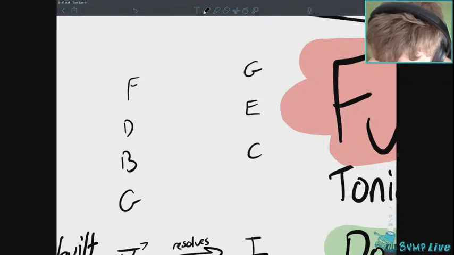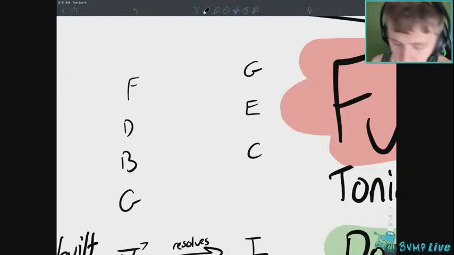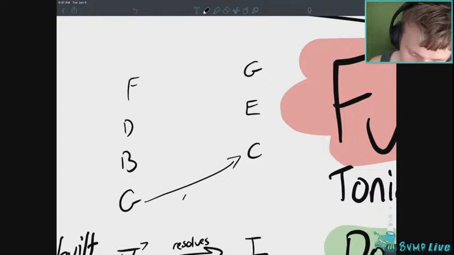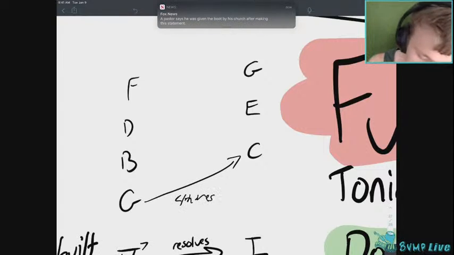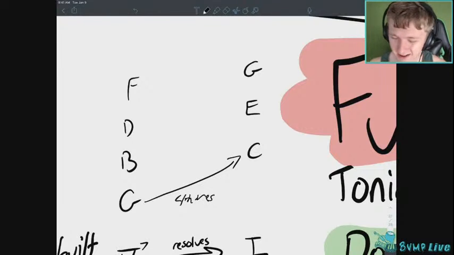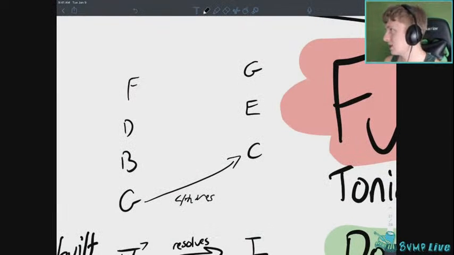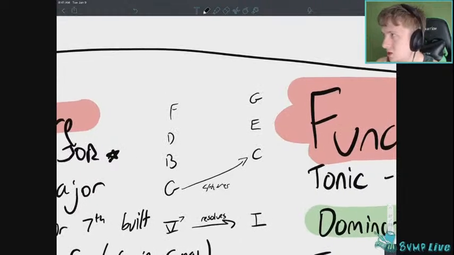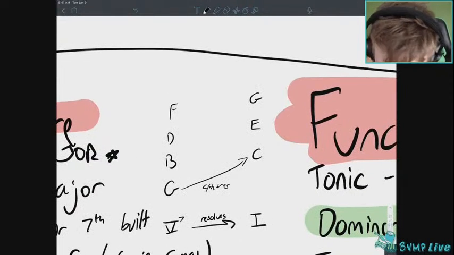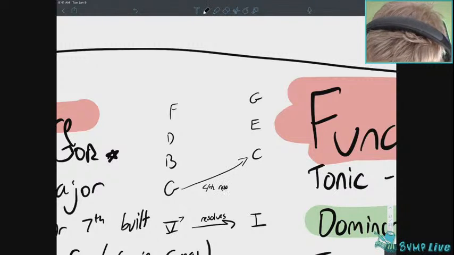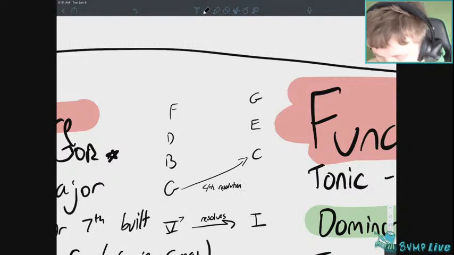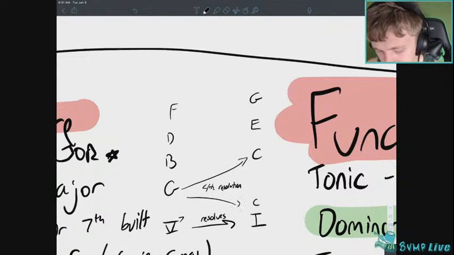All right, so we just talked about the fourth resolution up. So this resolves. Okay, can you not? Maybe if I do this. Yeah, if I just disconnect myself from the interwebs, that should work. Okay. So we have, that is very unclear. Fourth resolution up. Or if the C were down an octave, it could be a fifth resolution down.